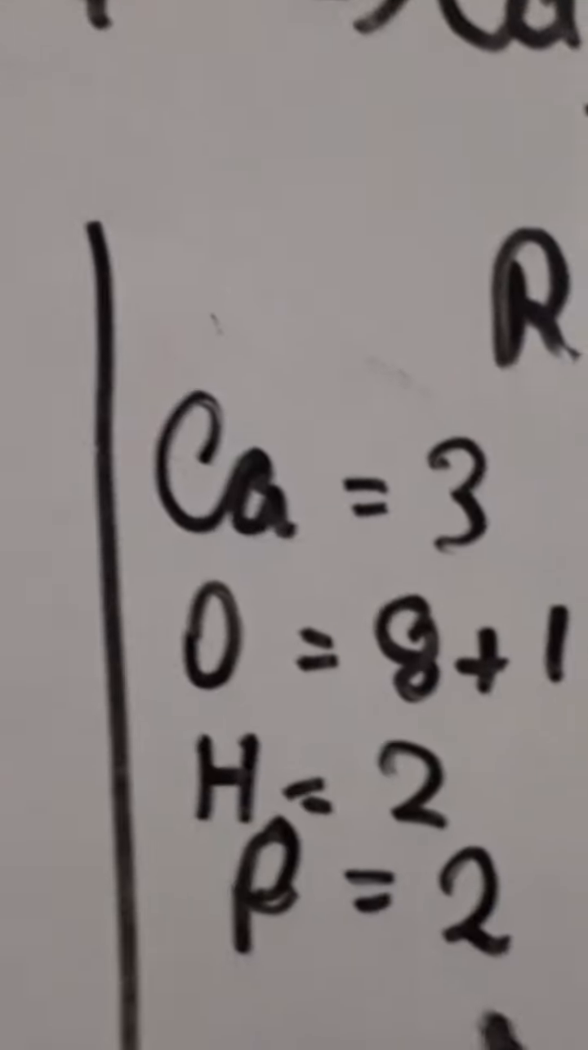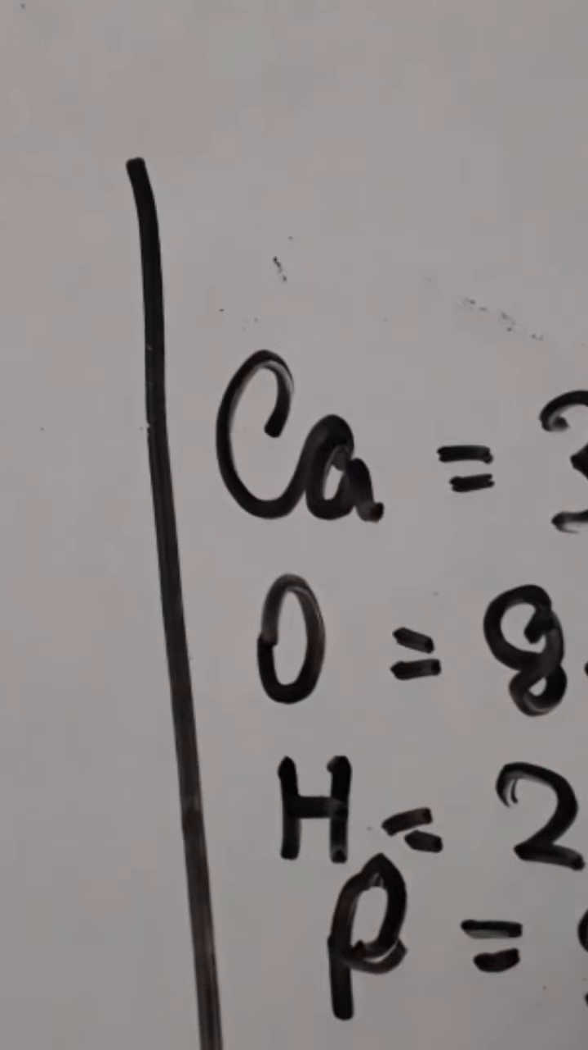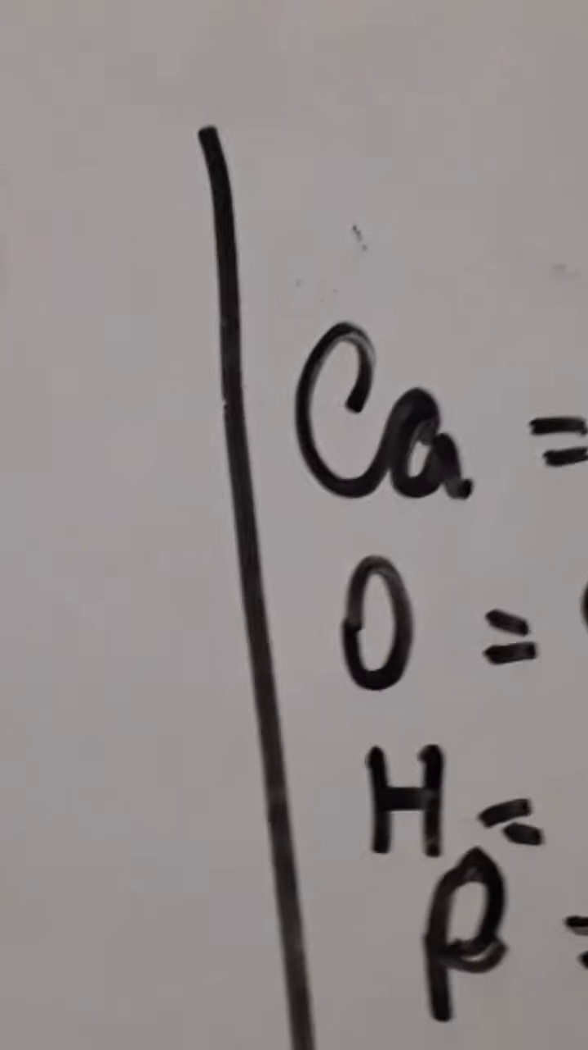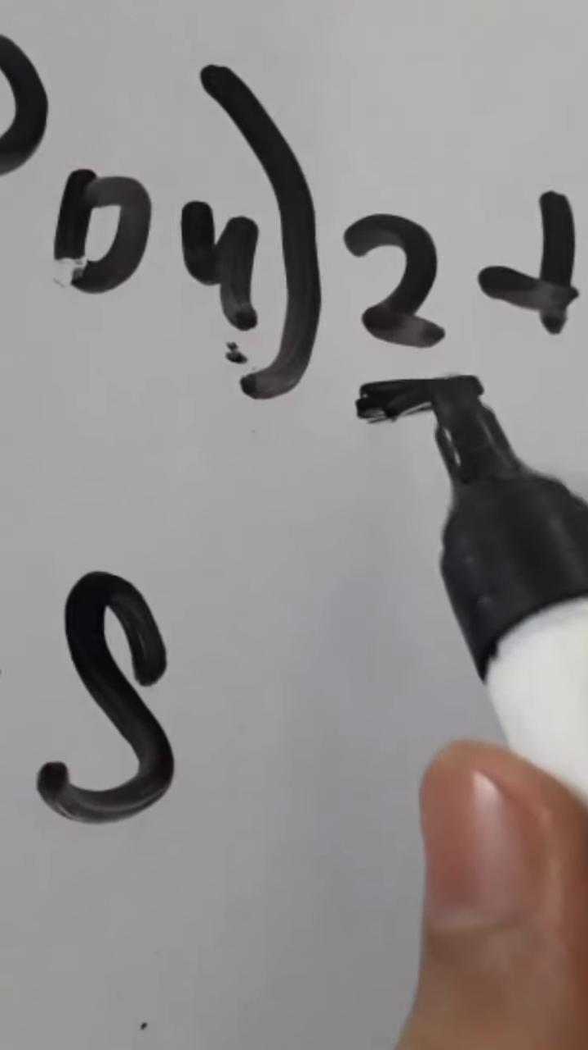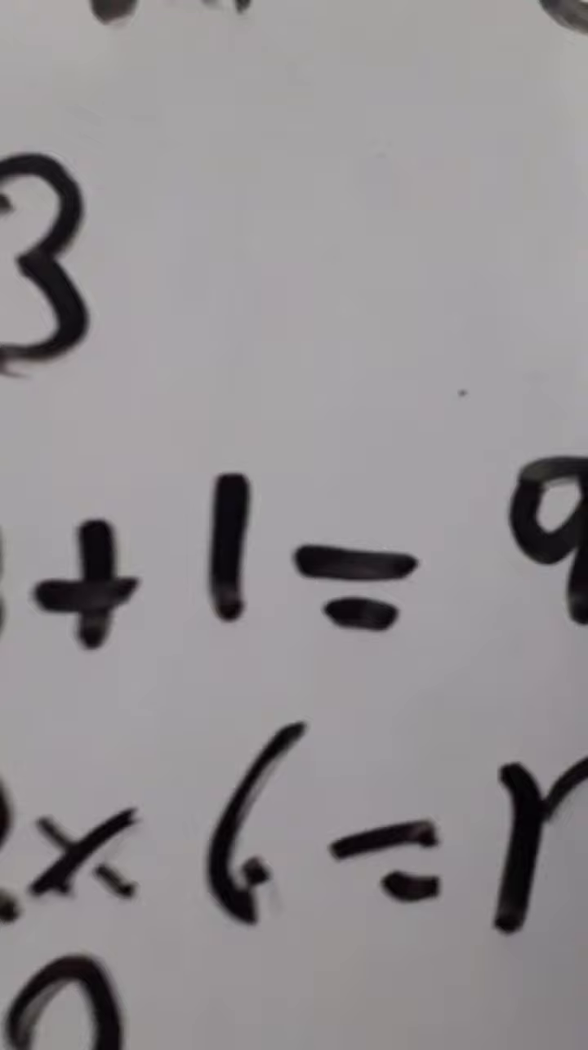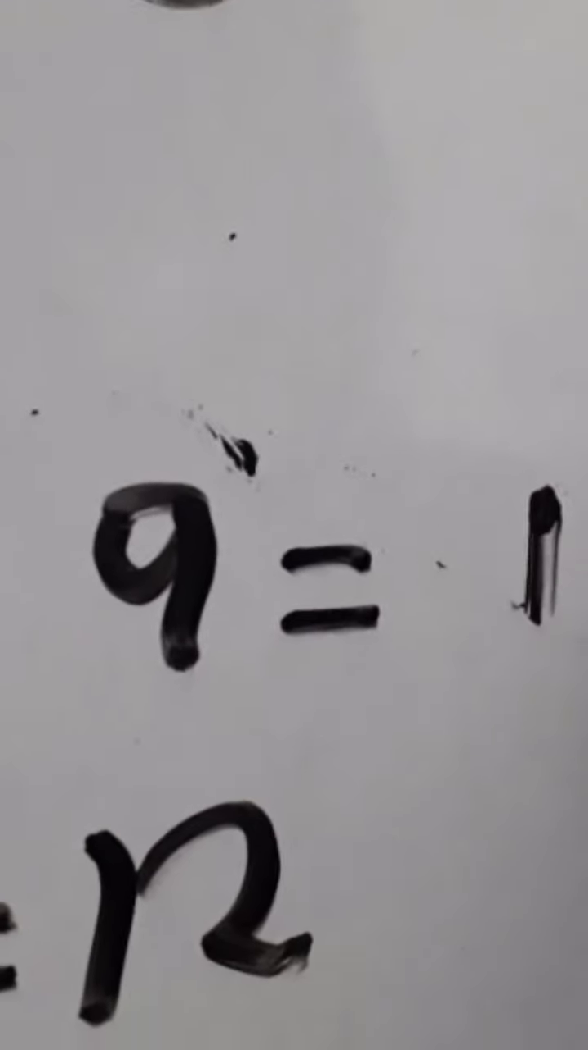Now in hydrogen, we'll multiply by 6 to make it 12. So we'll write 6 here. Now we can see that if we write 6 here, the number of oxygen atoms will also be changed. 1 into 6, which is 6. 6 plus 4 into 2, which is 8. 8 plus 6, which will give us 14.